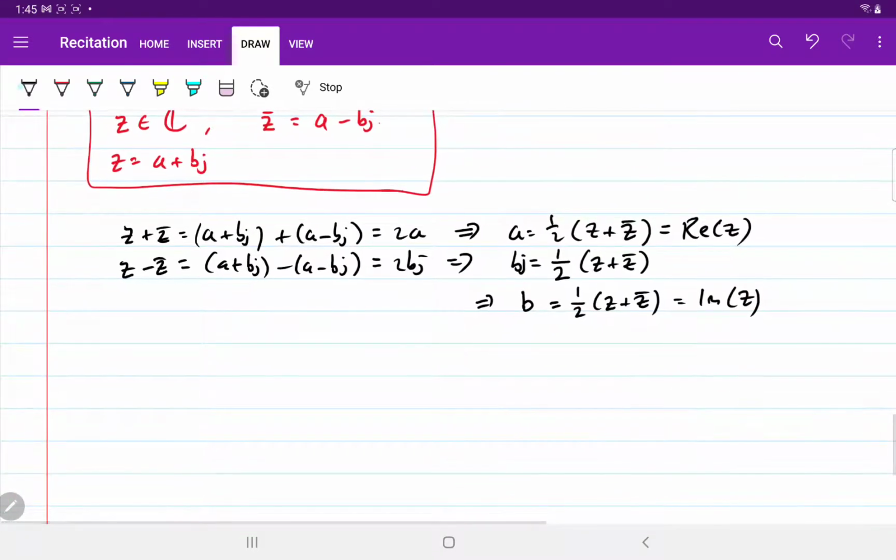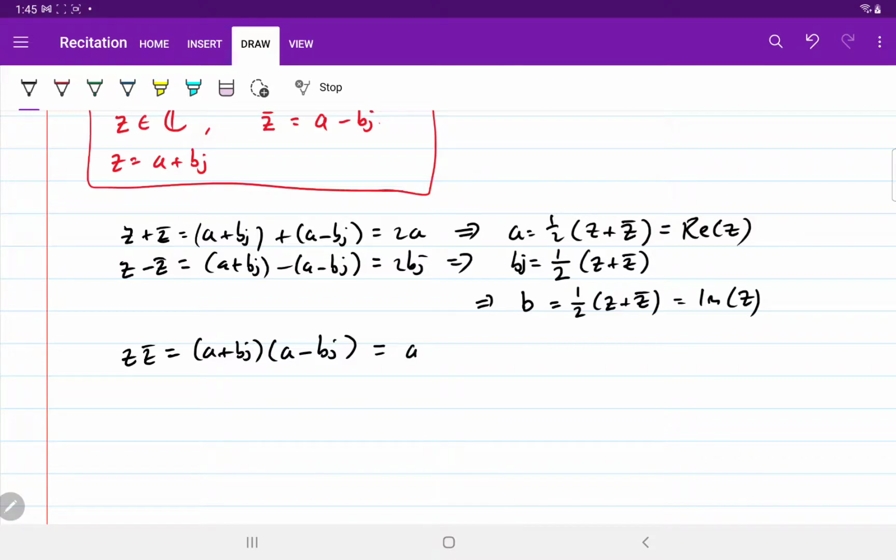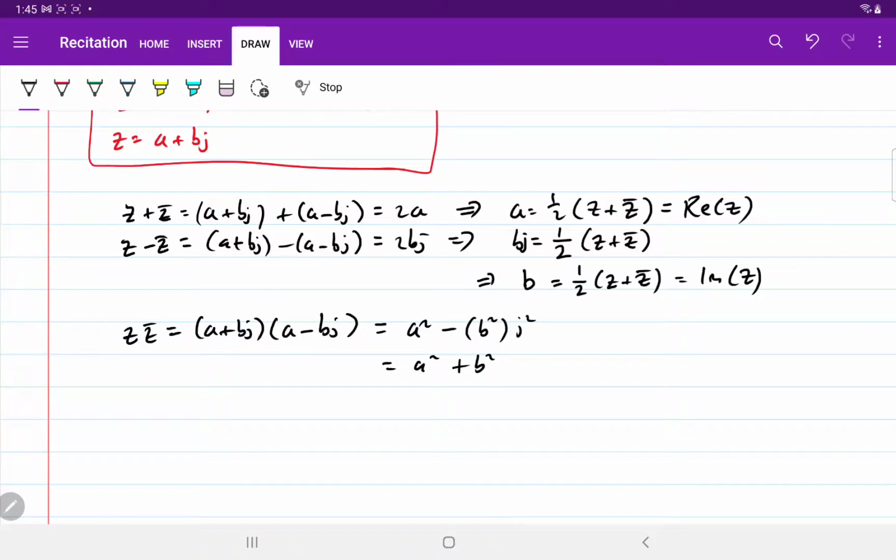Alright, and if we multiply z with its conjugate, then what do we have? We have a plus bj multiplied by a minus bj, and we get a squared minus b squared times j squared. So this is actually a squared plus b squared. Okay, so if you multiply z with its conjugate, we get a squared plus b squared.